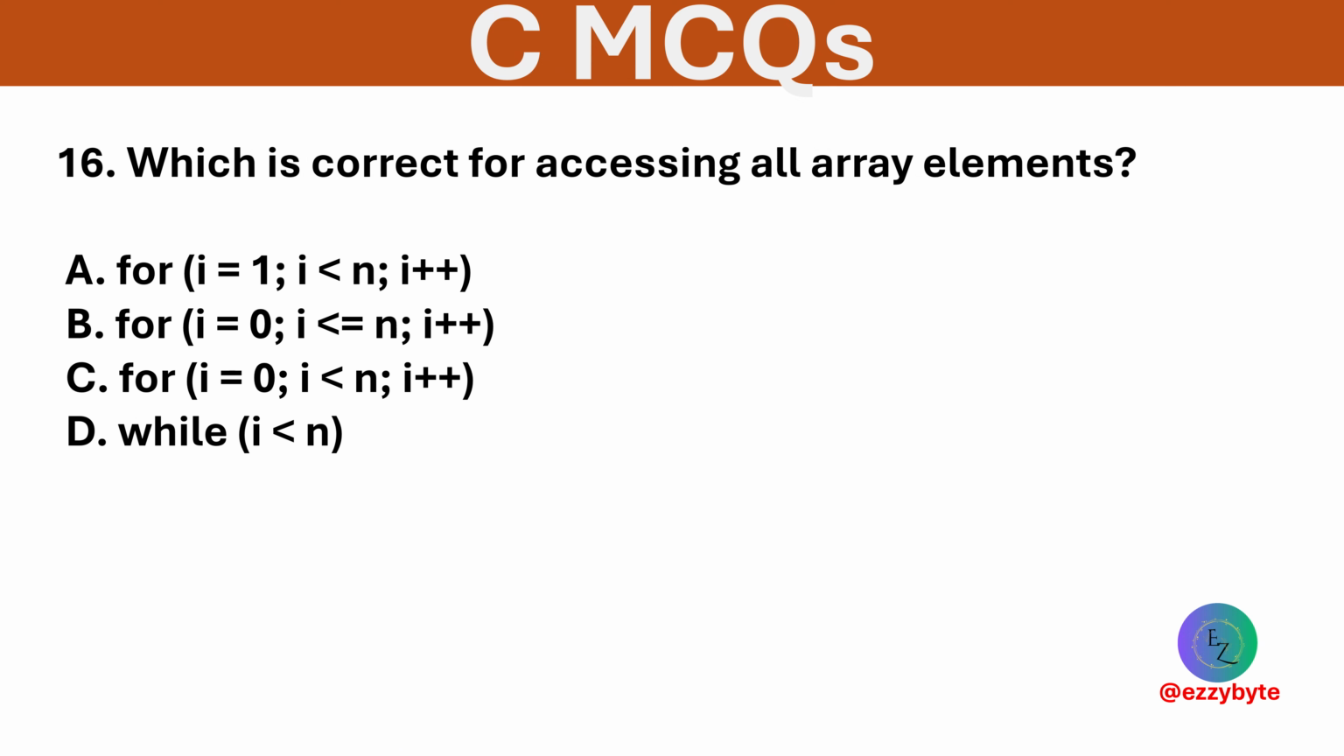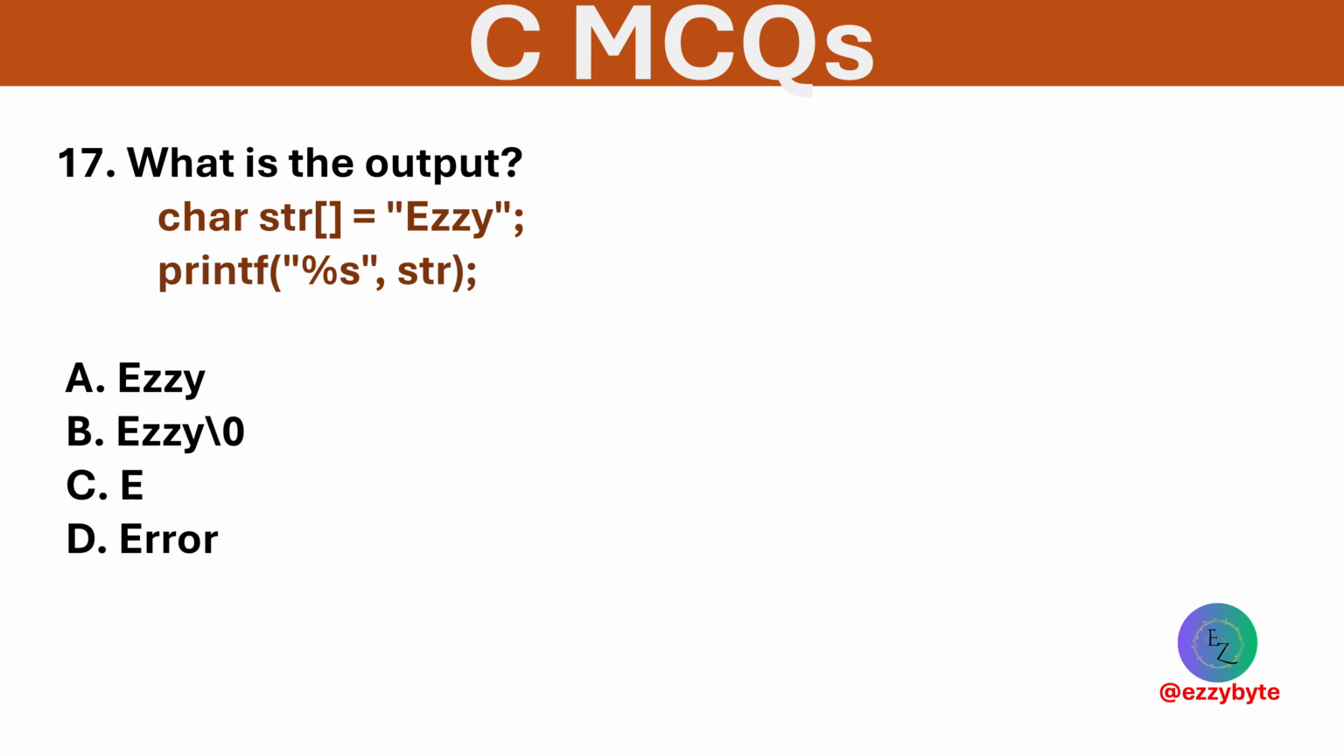Which is correct for accessing all array elements? Options are given below. Option C is correct. Indexing starts at 0 and ends at n-1. What is the output of the following? Options are easy, easy/0, E, error. Option A is correct. %s prints the full string until the end of the string.